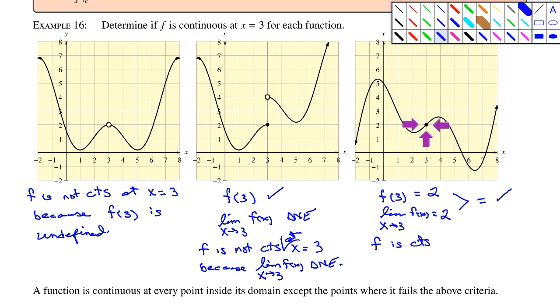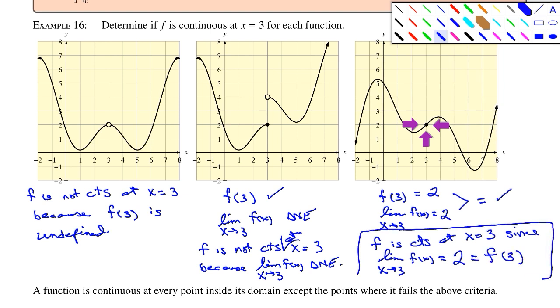And so f is continuous at x equals 3 since the limit as x goes to 3 of f of x is equal to 2, which is also equal to f of 3. So this one little statement right here embodies all three of those parts. It implies that the function value exists at x equals 3. It implies that the limit exists when x is equal to 3, and it implies that they're both the same. And that is a continuous function.